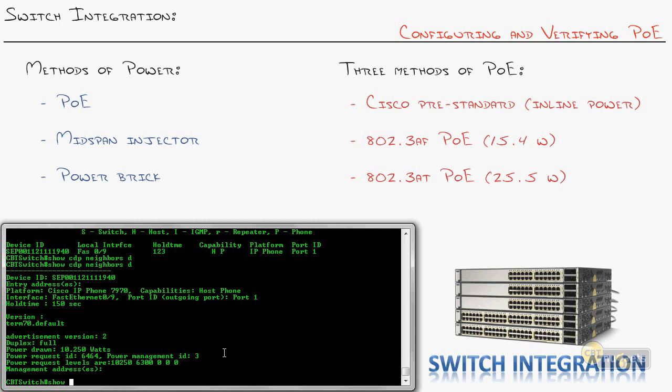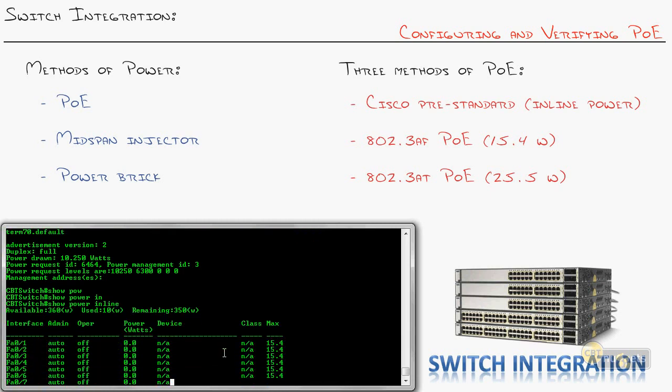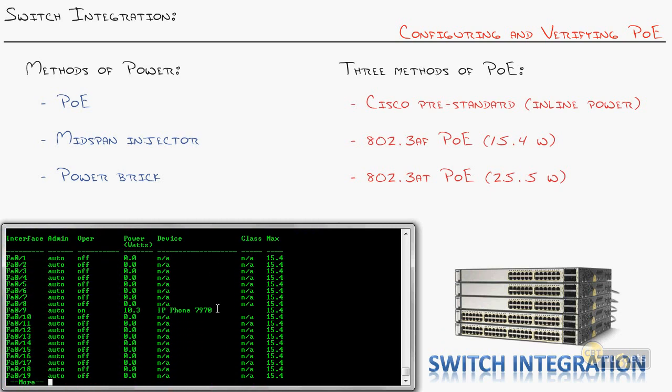I can also do a show power inline. And you're able to see here that we've got a Cisco 7970 IP phone. Shows a max. Again, we're looking at the standard 802.3af, 15.4 watts. There it is. But this guy has negotiated down to 10.3. I want to show you something. Watch this.